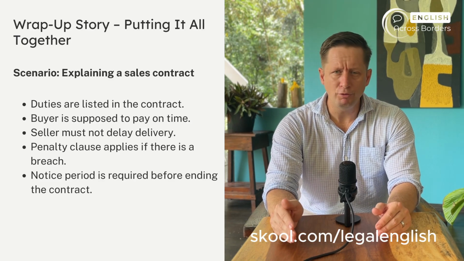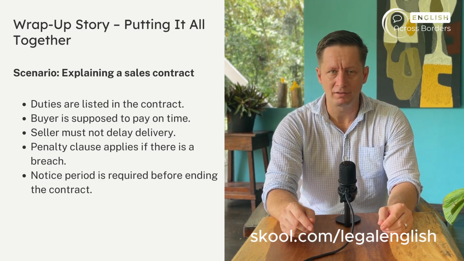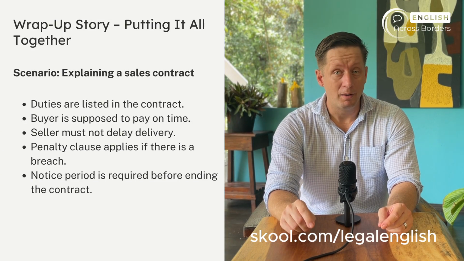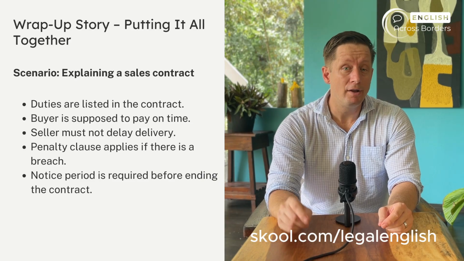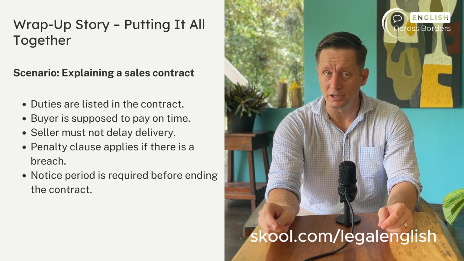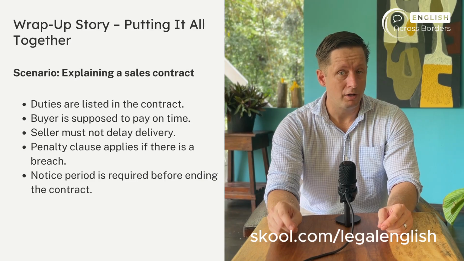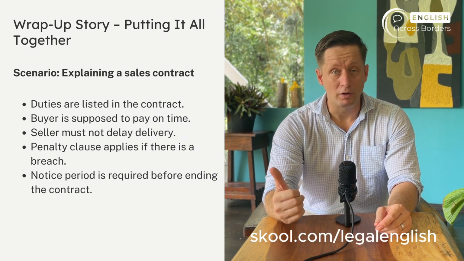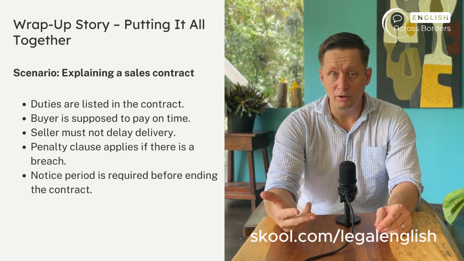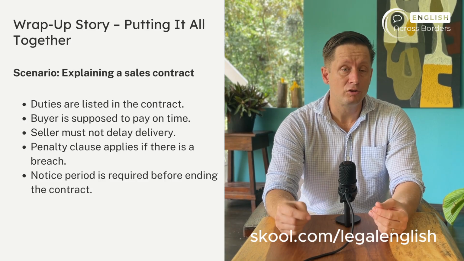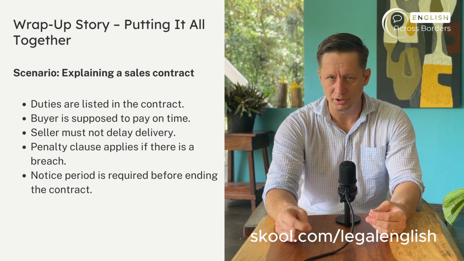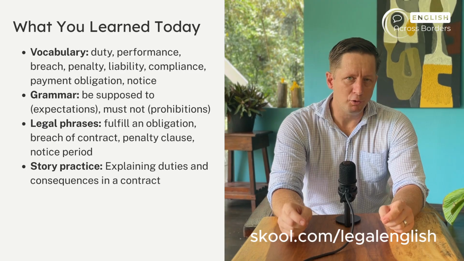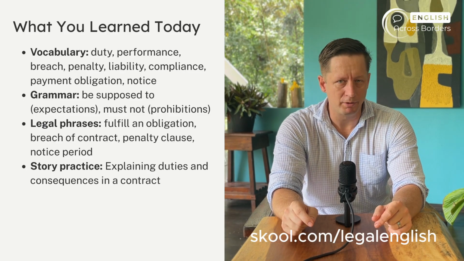By the end, both sides understand their obligations clearly. The buyer is supposed to pay on time. The seller must not deliver late. Penalties are applied if there is a breach. Notice is required before ending the contract. This story shows how vocabulary, grammar, and legal phrases work together to explain real obligations in contracts clearly, simply, and professionally. Let's review today's lesson on contract obligations.